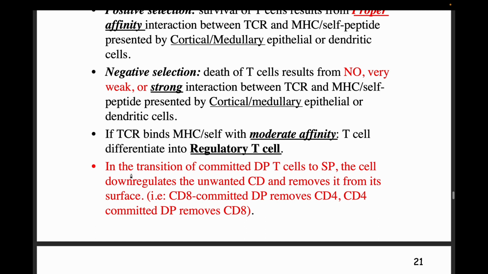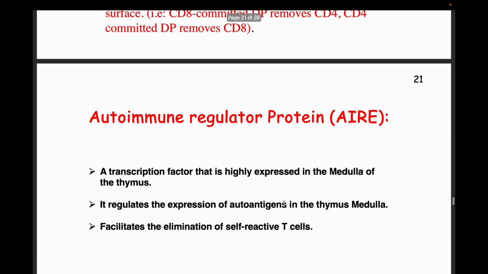نادي وضح لنا انه that in the transition of a committed double positive T cell into single positive, the cell downregulates the unwanted CD and removes it from its surface. هنا example CD8 committed double positive removes CD4. CD4 committed double positive removes CD8 وإلى آخره.